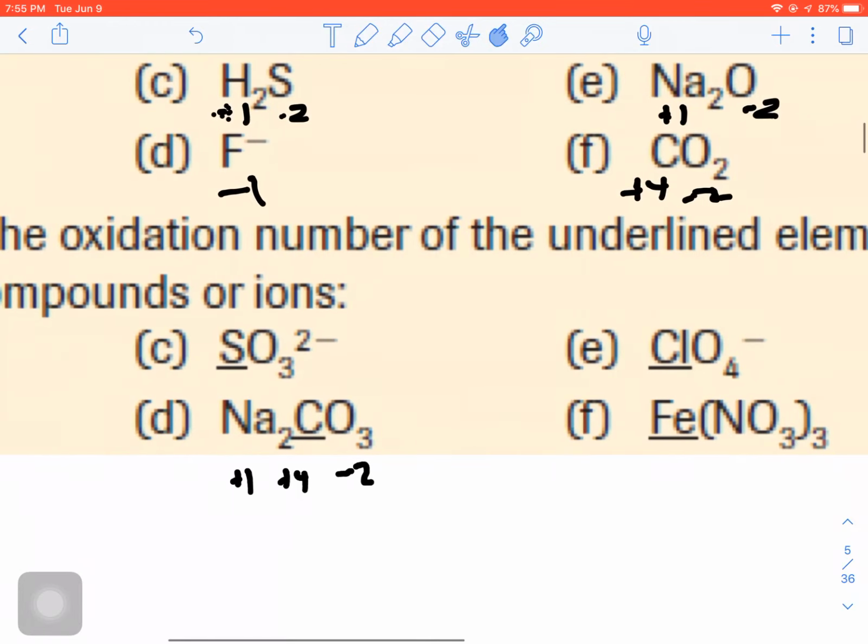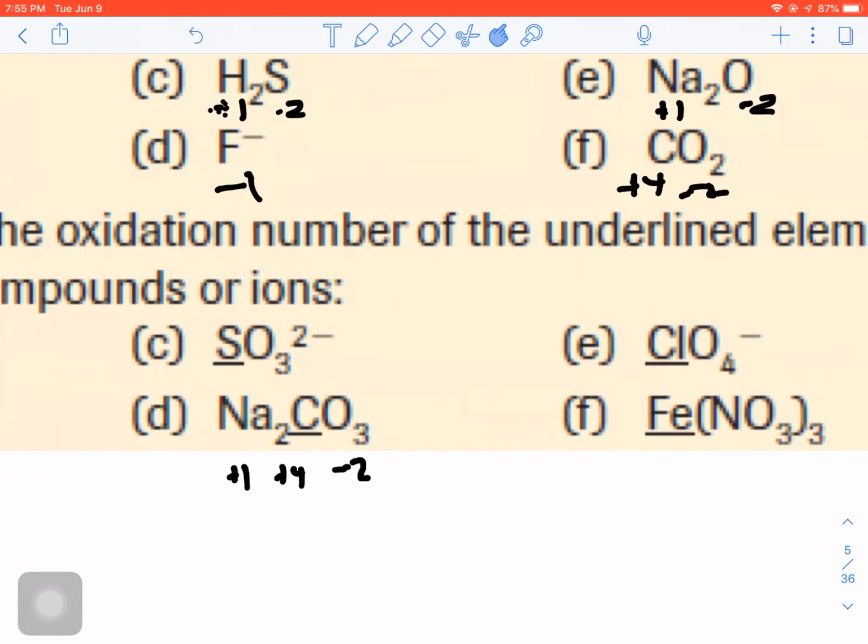I'm going to come back to C in a minute and E in a minute. Let's go to F. F I see is an ionic compound. So if it's an ionic compound, the Fe would have been 3 plus, because the 3 from down here would have gone up beside the iron, and the negative 1 beside the iron would have gone up for the nitrate. So the Fe becomes plus 3.